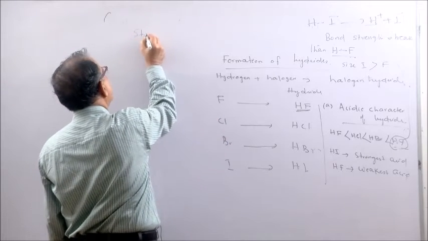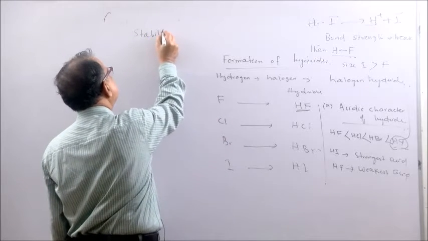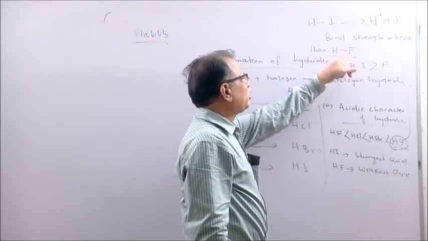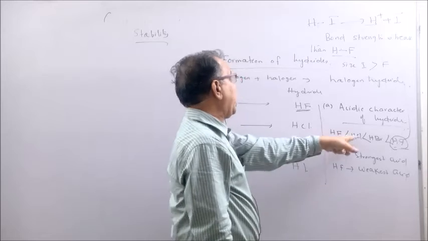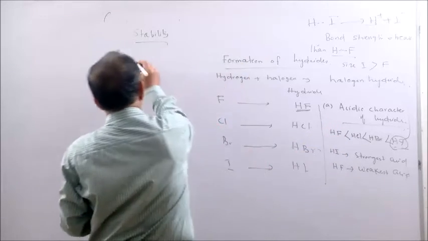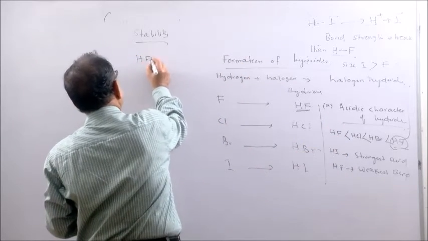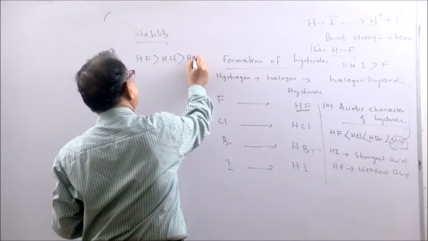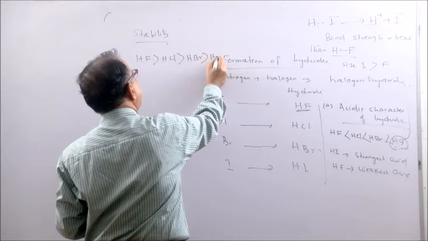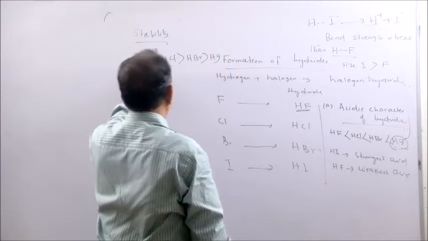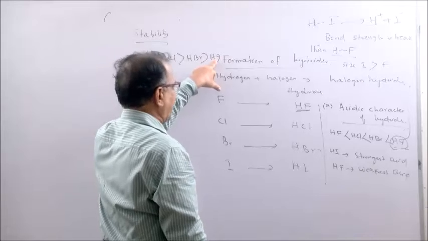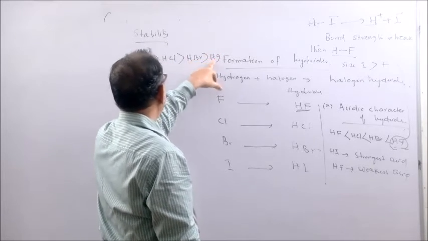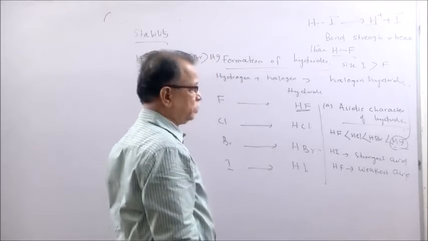Stability. The one that breaks immediately is unstable; the one that is stable is the opposite. HF is more stable than HCl. Similarly we can explain HBr and HI. Stable means it remains as such. HI remains unstable and HF is the most stable.